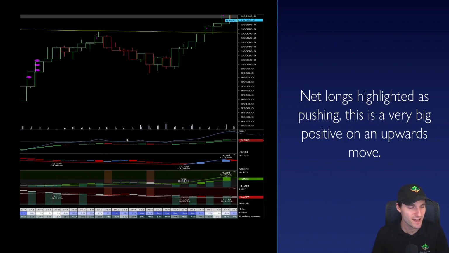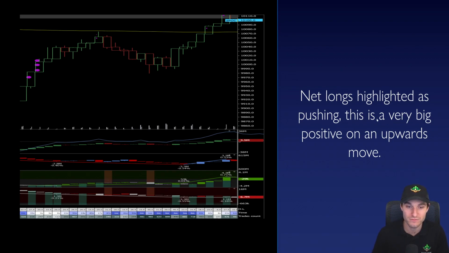This is the CVD, this is open interest, this is net longs, this is net shorts. Okay, so here what you can see is net longs highlighted as pushing. This is all within the template. I've set it all up for you. Basically, when it highlights the bar at the bottom, this is showing us that net longs are actually pushing. And this would highlight to you that net shorts are pushing.